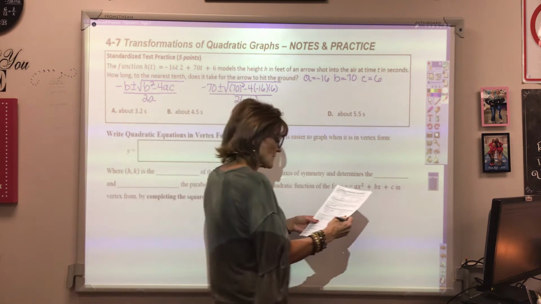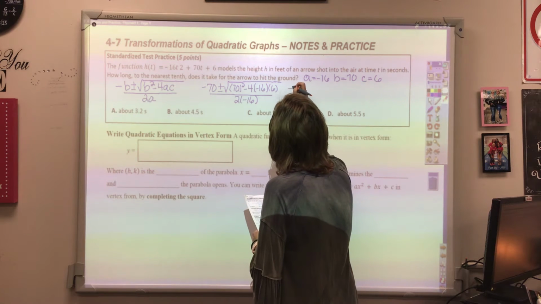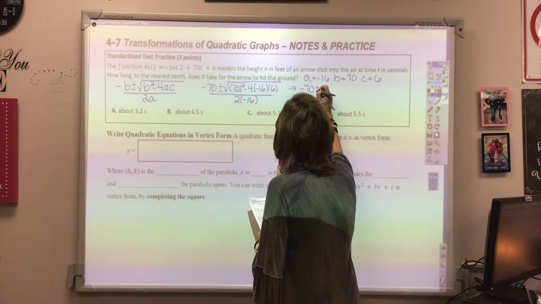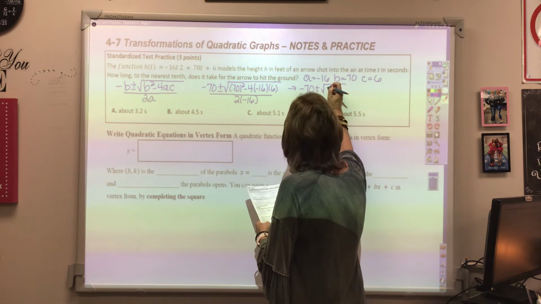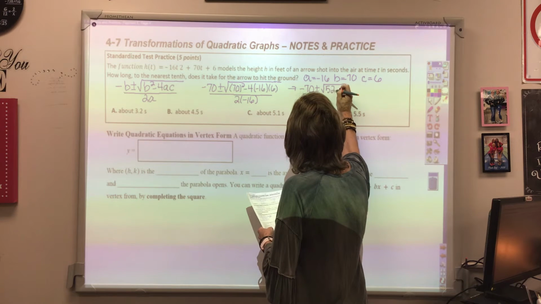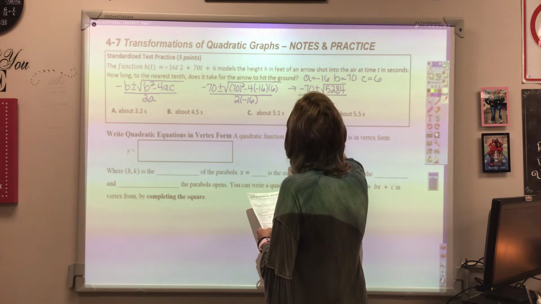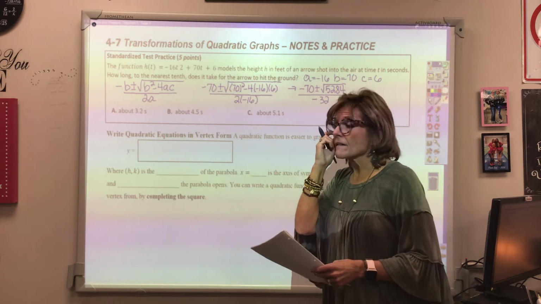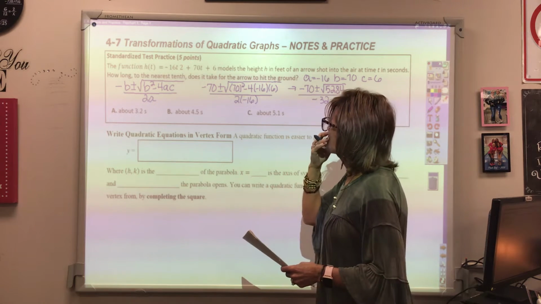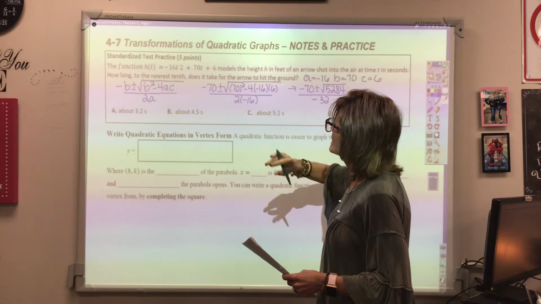So if we simplify under the square root, we're going to have negative 70 plus or minus the square root of 5,284 over negative 32. Now you can put this in the calculator, and that's what I would do, especially since they want our answer rounded to the nearest tenth.